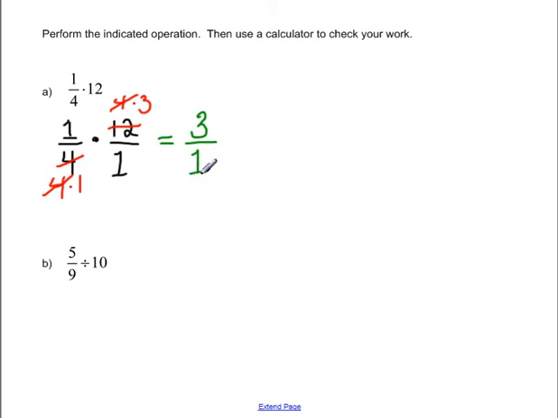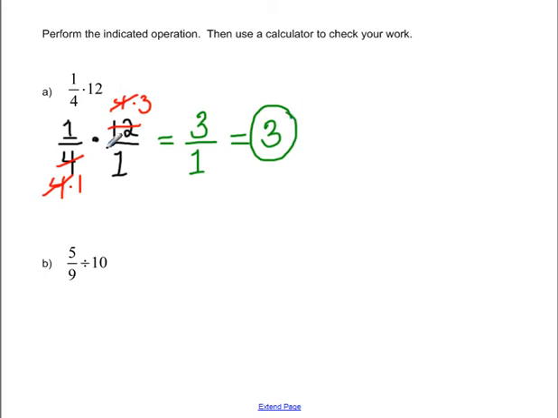Now this is an example where we can simplify one final step. We always want to be sure our answer is in its simplest form. And 3/1, there's absolutely no reason to leave a 1 in the denominator of a final answer. Sometimes we need a 1 in the denominator to work a process, but for our final answer, 3/1 is just the same as 3. So we want to go ahead and write our final answer as 3.